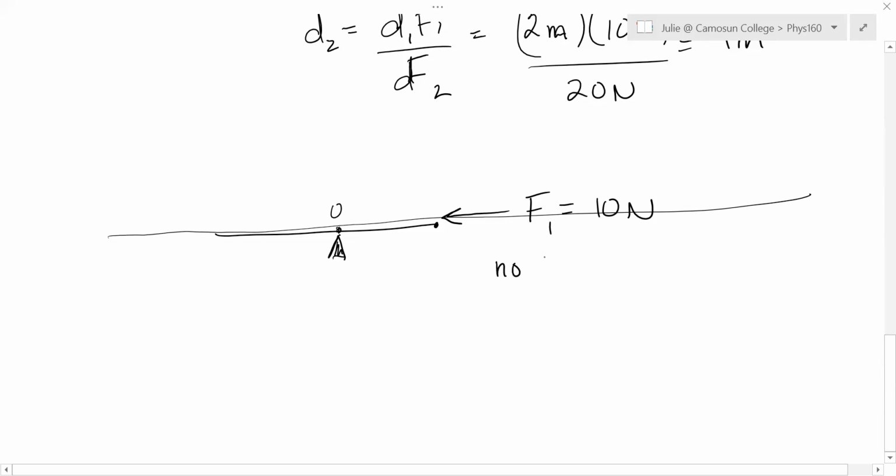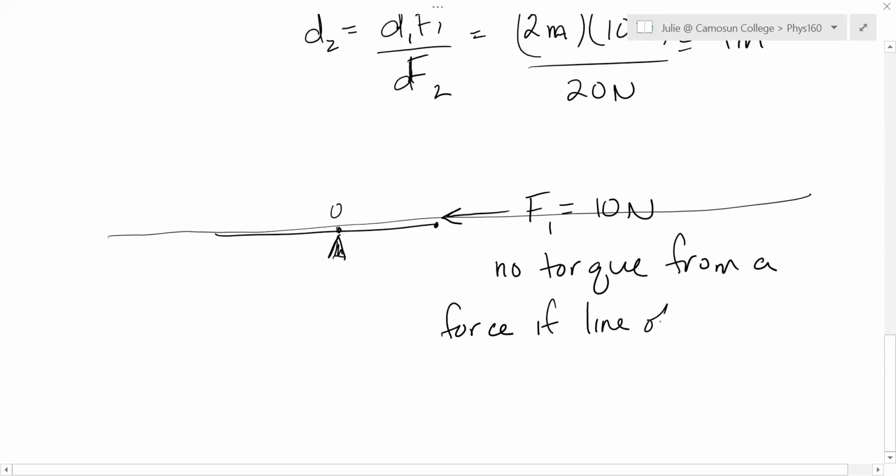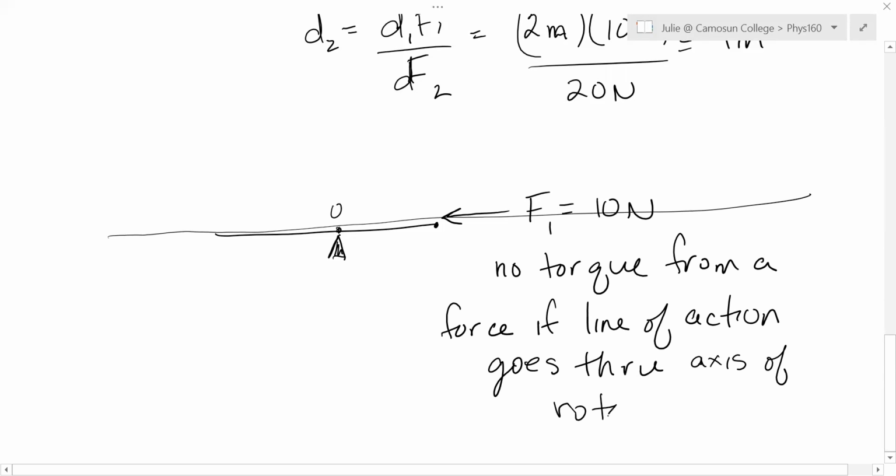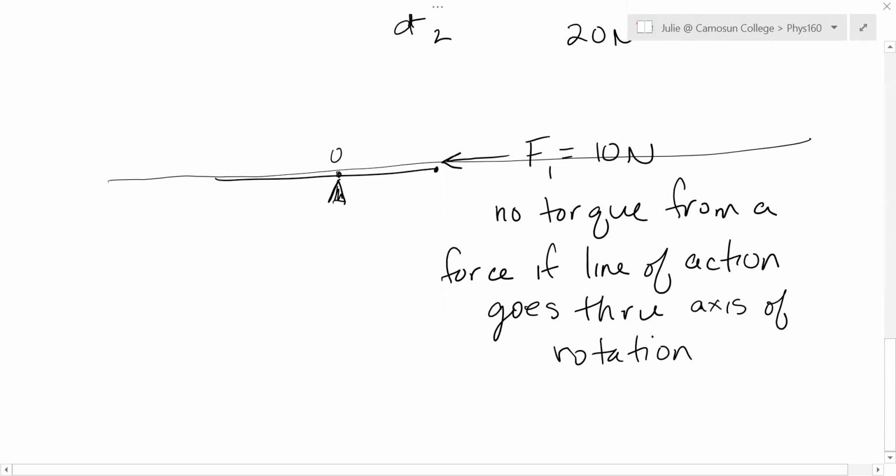There's no torque from a force if its line of action goes through the axis of rotation. So any force, any joint force, like from bone on bone, that goes through the joint doesn't produce any torque. You have to move away from the joint with a force in order to produce torque about that joint. Okay, so this torque would be 0.